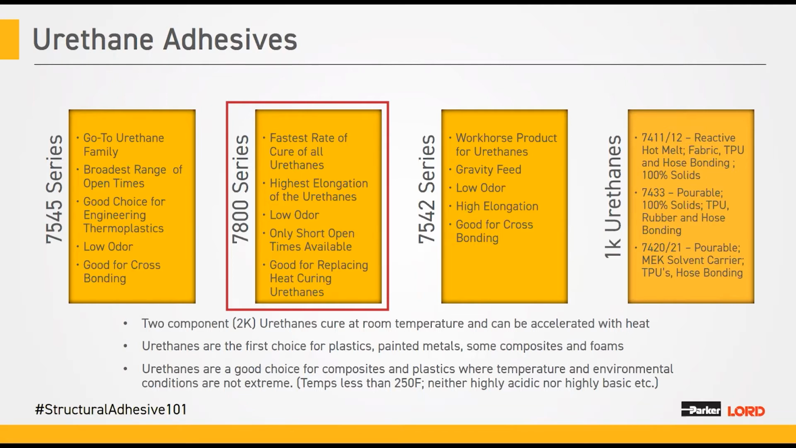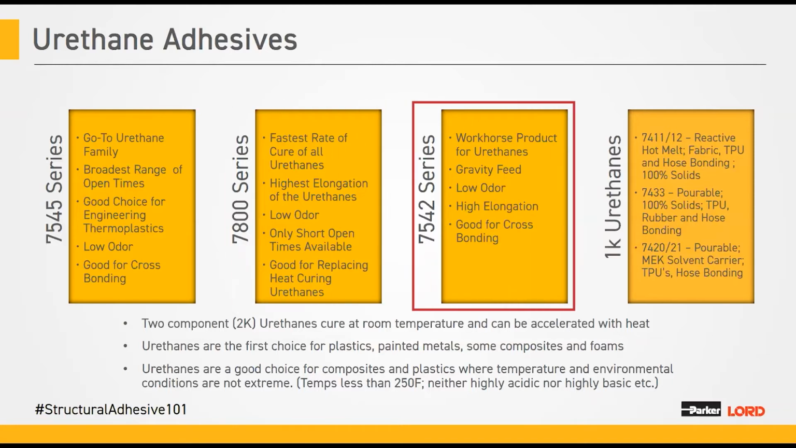It's very similar to an acrylic on how fast it cures. It has one of the highest elongations as well. However, it does have fewer members of that family, so less selection in terms of open times, but it's certainly good for replacing heat curing urethanes that might be out there on the marketplace, such as where you might have heated tooling. The 7542, this is a workhorse product in our urethane family.